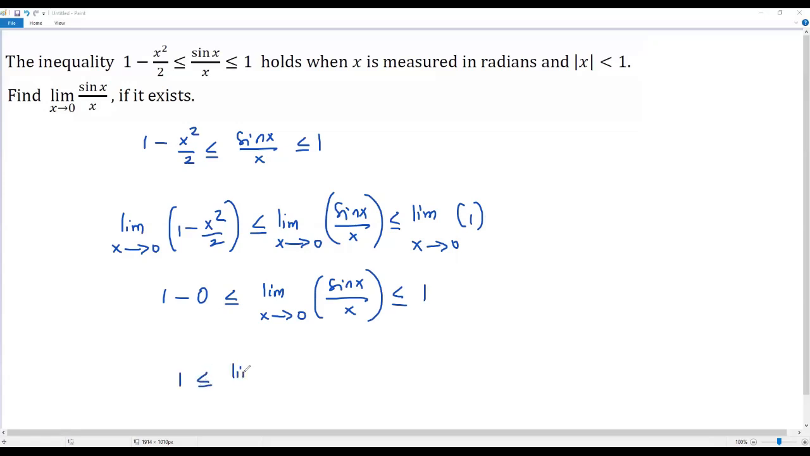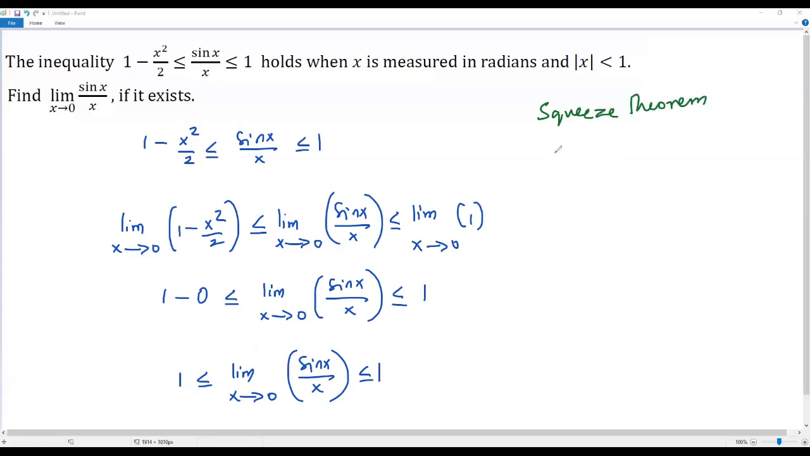So 1 ≤ limit as x tends to 0 of sin x / x ≤ 1. Now how do we evaluate the limit as x tends to 0 of sin x / x from this step? For that we have to consider the squeeze theorem. So what is the squeeze theorem? Okay, let's see the squeeze theorem. Let me write it over here.